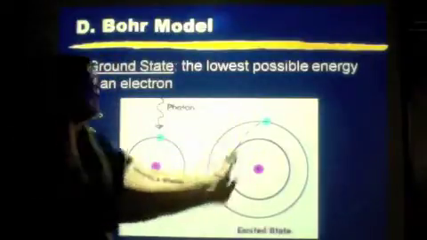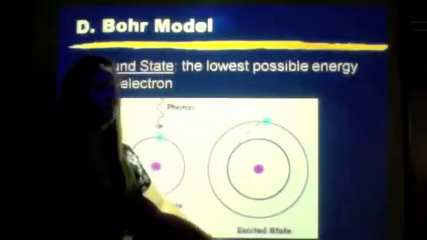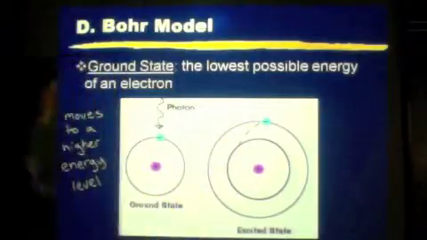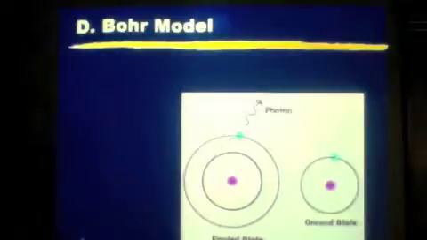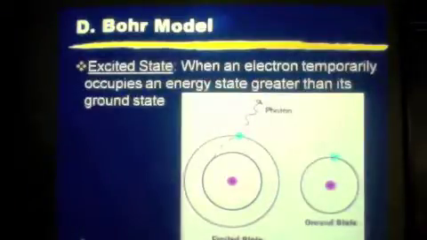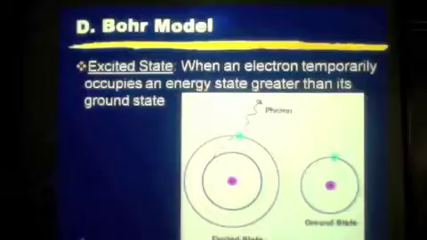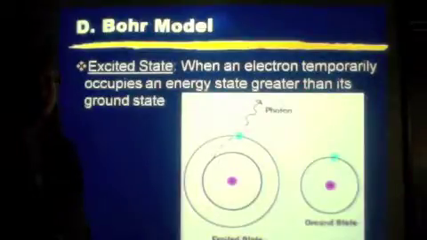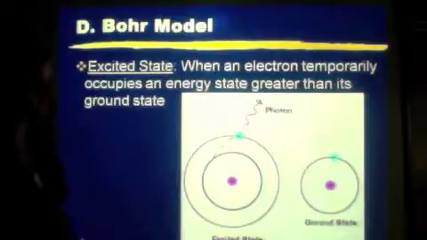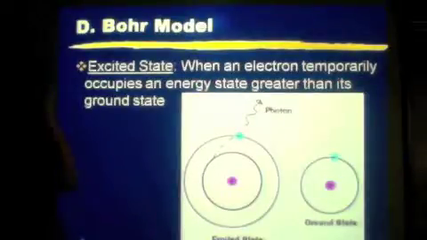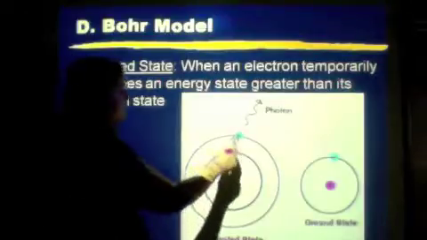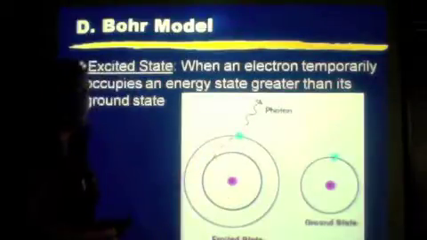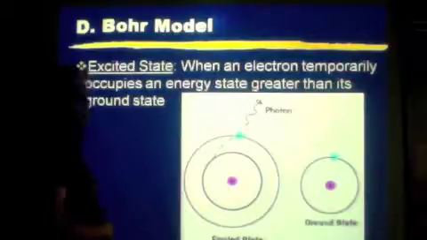Now, when it jumps up to this higher energy level, this is called excited state. So, excited state is when an electron temporarily occupies an energy state greater than its ground state. The question here is asking you what happens once the energy goes away, or what causes the electron to go back down. When you have the electron in excited state, it's got to get back down to ground state somehow. To get back down to ground state, it has to lose that energy.